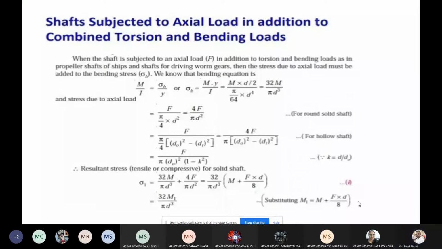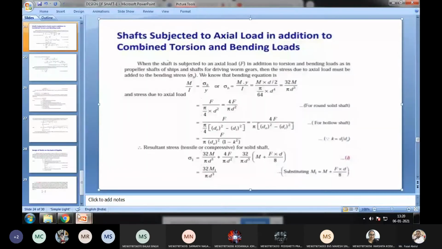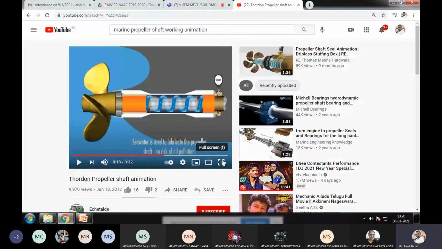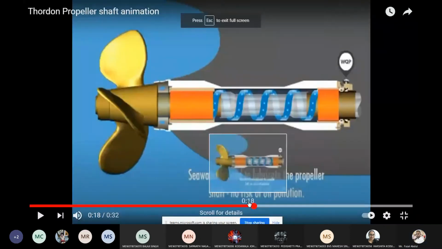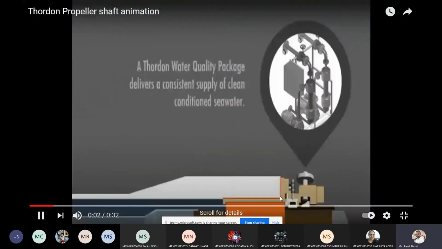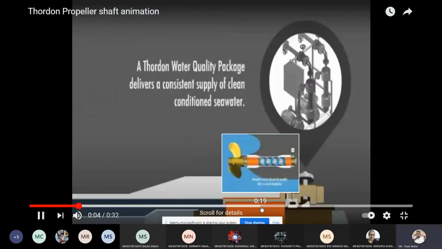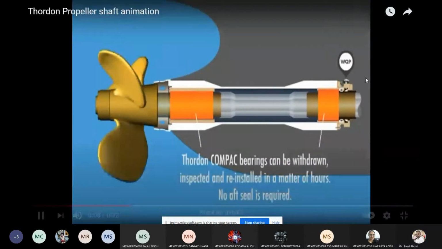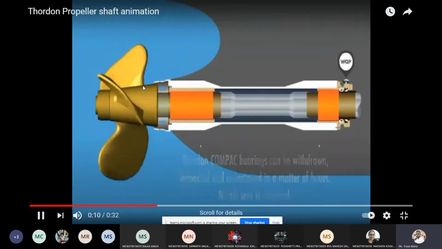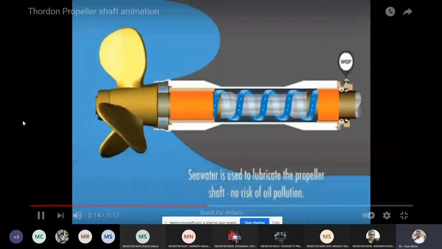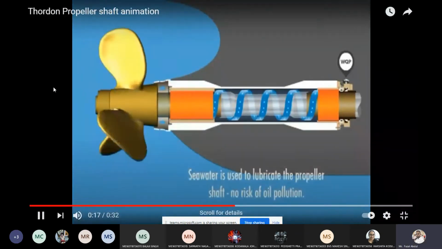Before this, I want to show one animation video. See this one. No need of voice, just see how it is working. While rotating, this propeller shaft, fluid is going to act in this direction.